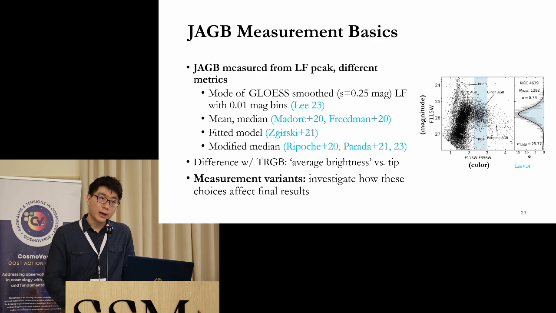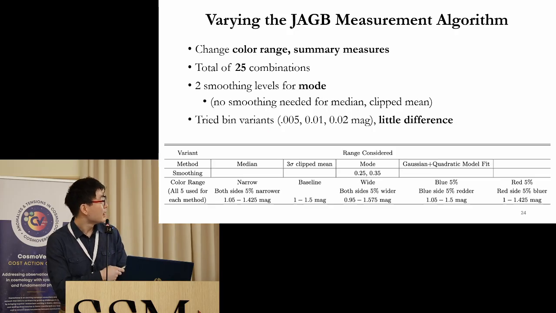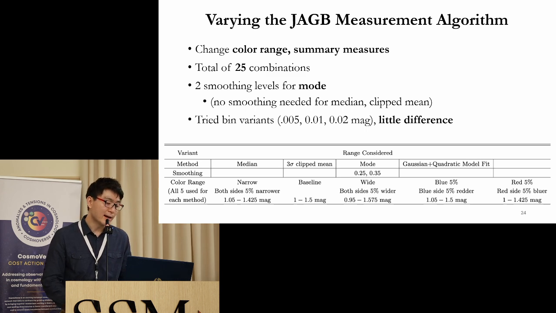Because a priori we don't know which of these measurement methods best reflects the standard nature of the JGB, we decided to explore several measurement variants to see how these different choices affect our measurements. We look at a total of 25 different combinations of how to measure the JGB. This includes 5 different color ranges as well as 5 different summary measures, including the mean, median, mode, and a couple of model fits. In particular, we have 2 different strengths of smoothing for the mode method. I also looked at changing the binning, although I found that made very little difference.